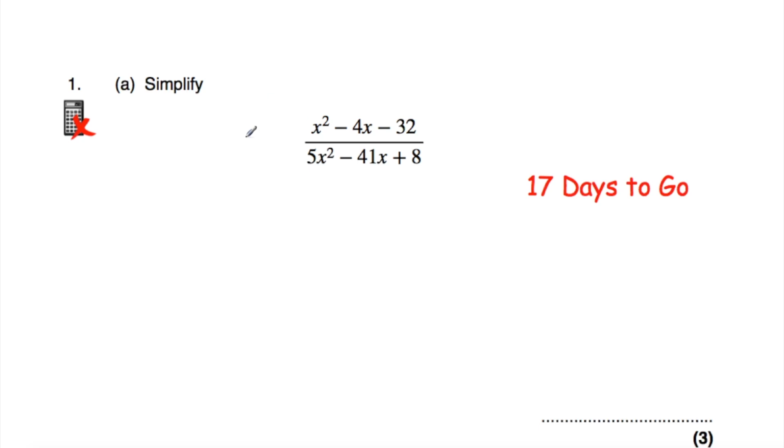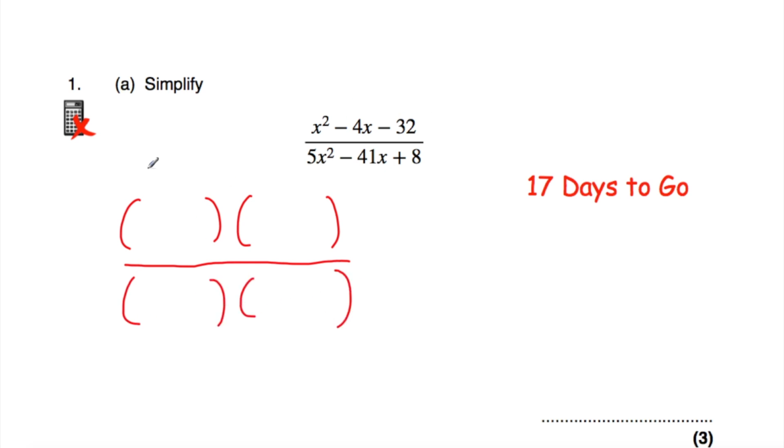Okay, so let's have a look at question number 1. Question number 1a says simplify x squared minus 4x minus 32 over 5x squared minus 41x plus 8. So let's factorize the numerator and let's factorize the denominator. In terms of the numerator, I'm going to put my bracket, and then also with my denominator, I'll put the brackets as well. So for the numerator, we've got x squared, so let's put an x at the front of our brackets. Now I want two numbers that multiply together to be minus 32 and add together to be minus 4. So I'm thinking minus 8 and plus 4, because 4 times minus 8 is minus 32, and minus 8 plus 4 is minus 4.